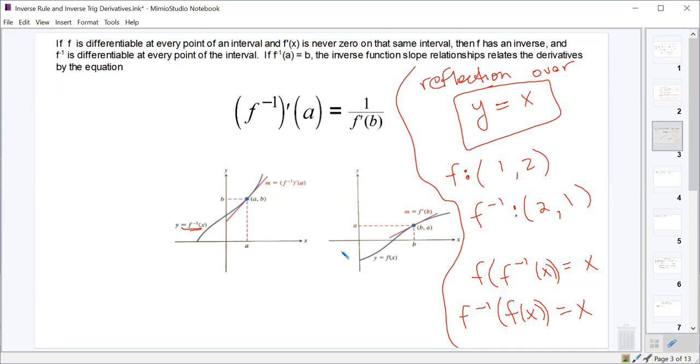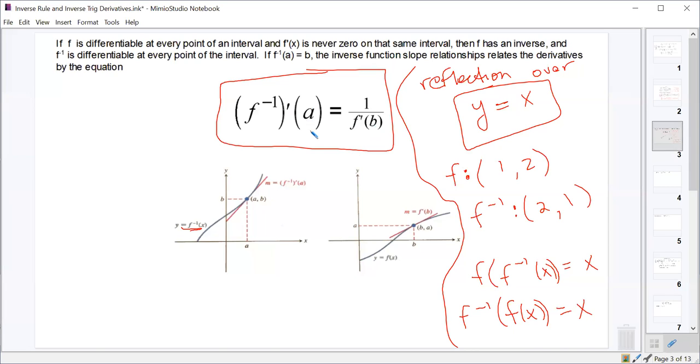So when we are looking for derivatives of the inverse of a function, what we need to do is find these points that they don't share, but they have these sort of common points, a, b, and b, a. And if we can find those, the slope of the inverse function, the derivative of the inverse function at a, should be equal to the reciprocal of the derivative of the original function at b.